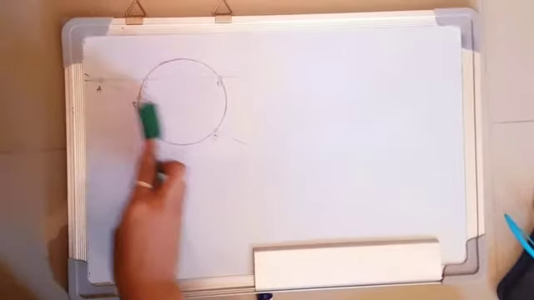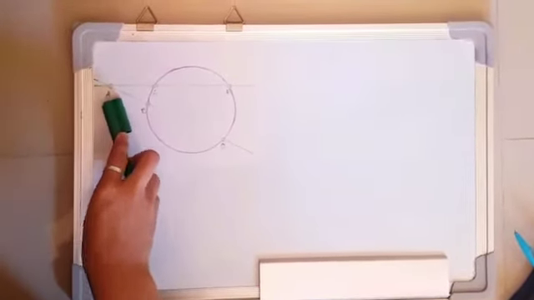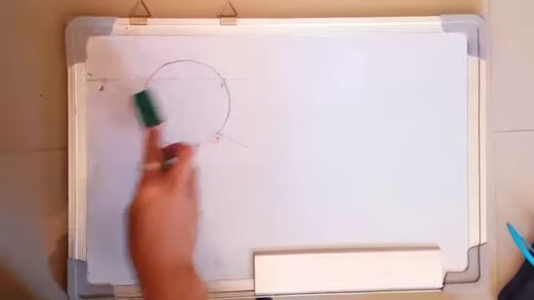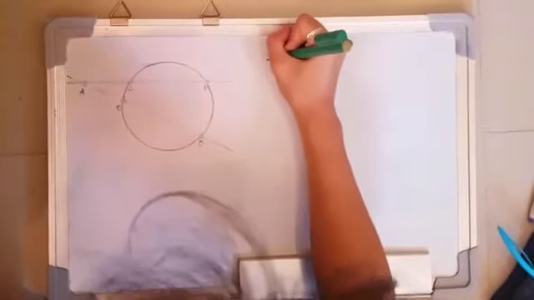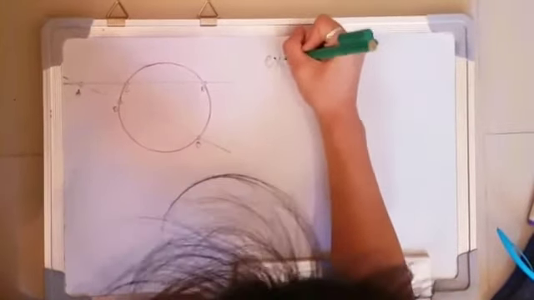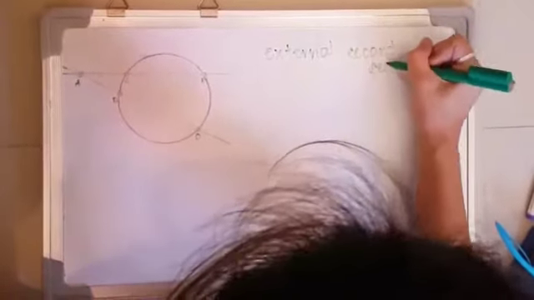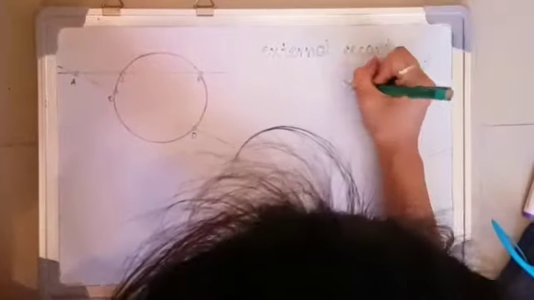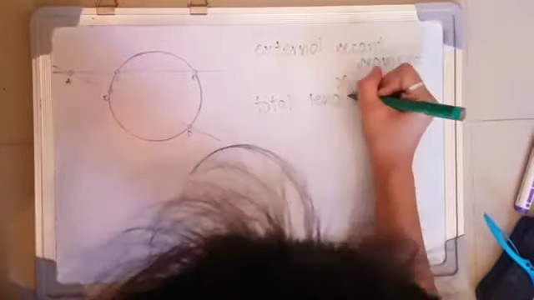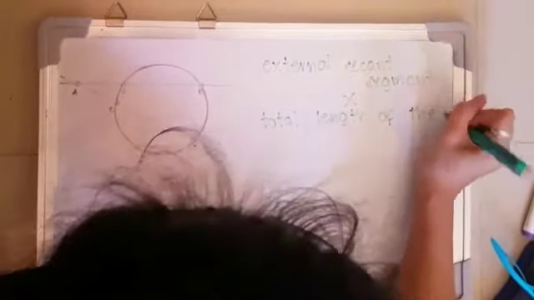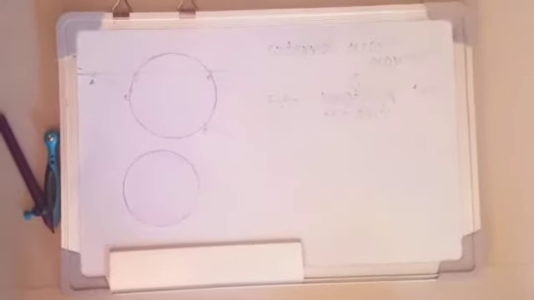Theorem 2. It states that if two secants intersect at an exterior point of a circle, the product of the lengths of the two secants is equal. The formula for getting the product of the length of each secant is the external secant segment, which is line segment AD, multiplied by the total length of the secant, which can be obtained by adding the external secant segment and the internal secant segment, line segment DE.